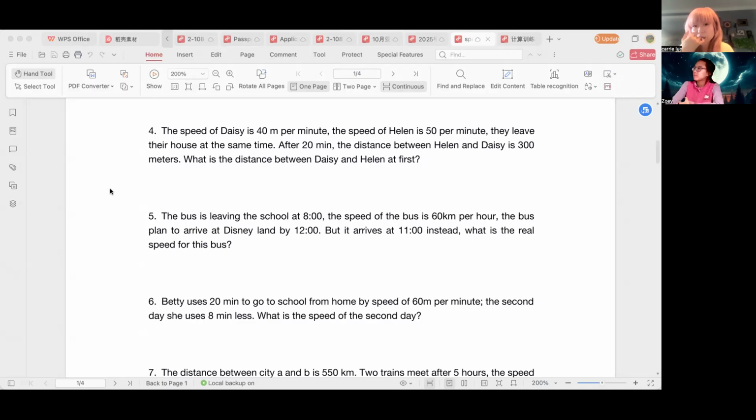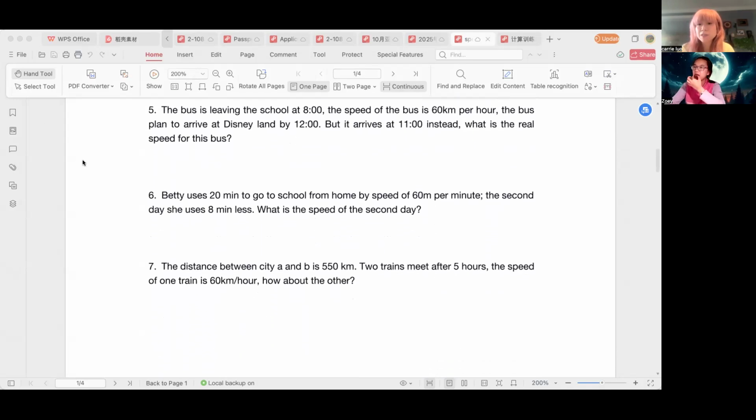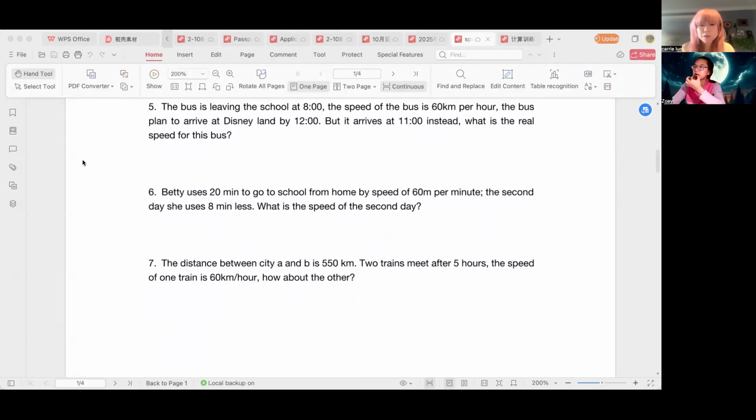Number 5, did you get the answer? I got 80 kilometers per hour. Yes. Okay, let's take a look at number 6. All the questions here are very easy, okay? Betty uses 20 minutes to go to school from home at a speed of 60 meters per minute. The second day she uses 8 minutes less. What is the speed of the second day?